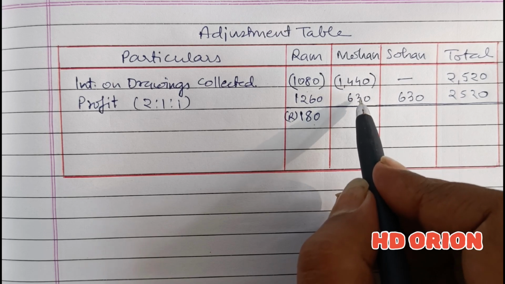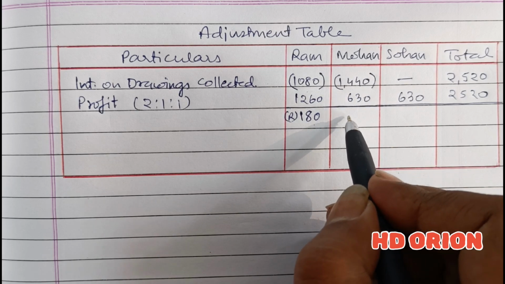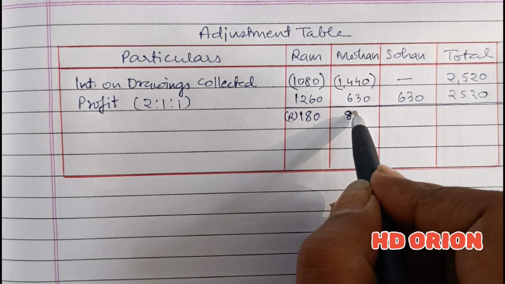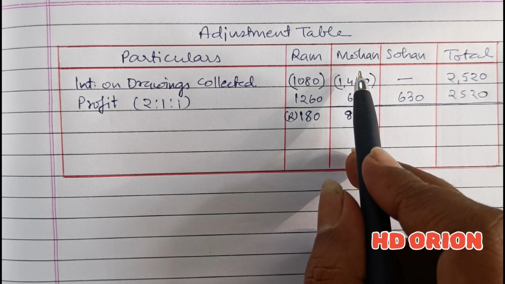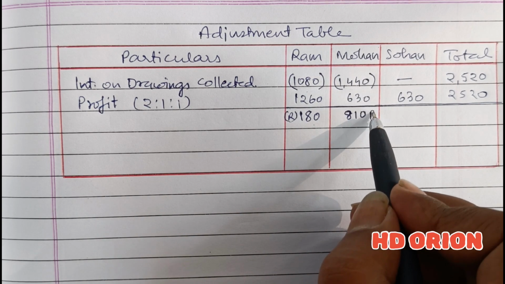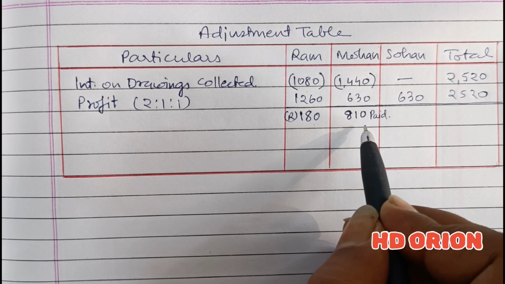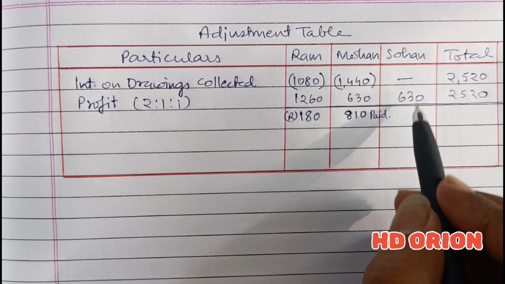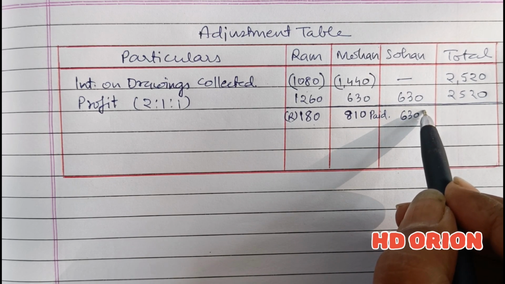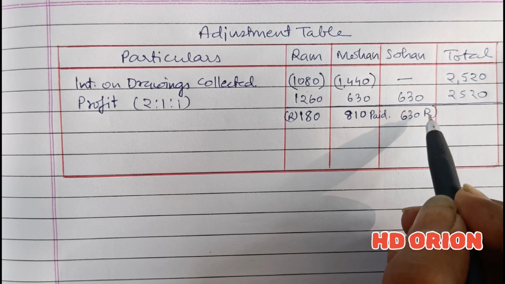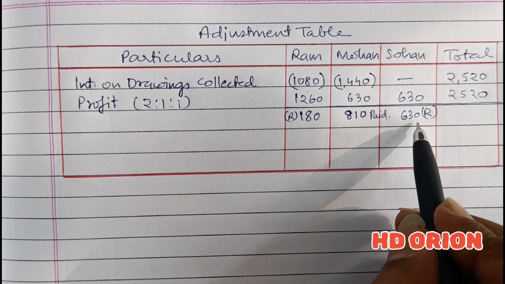So the effect is that Ram received 180 rupees, and 810 rupees Mohan has paid to the firm. Whereas Sohan has received 630 rupees. Sohan has received.